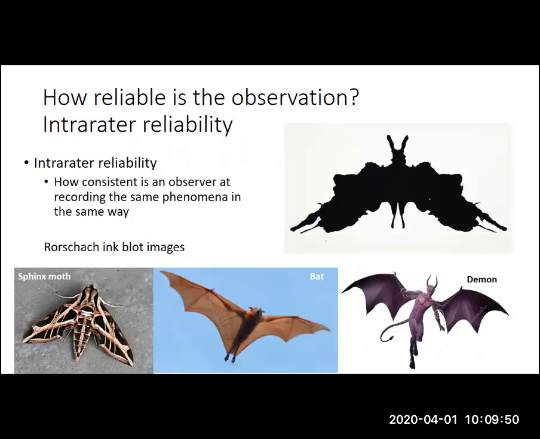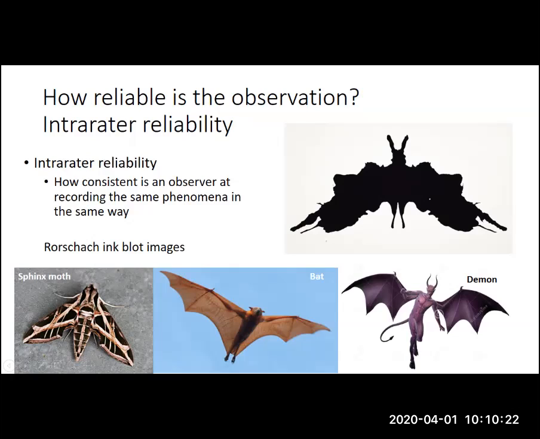In this example, looking at a Rorschach ink blot image, say I take a look at this image as I'm lecturing in Bio 102, and we're doing insects. As I prepare my Bio 102 lecture on insects, I look at this and say, okay, that kind of looks like a moth. Here's a Sphinx moth. It's not exactly the same, but it's kind of the same. So we've got a moth.